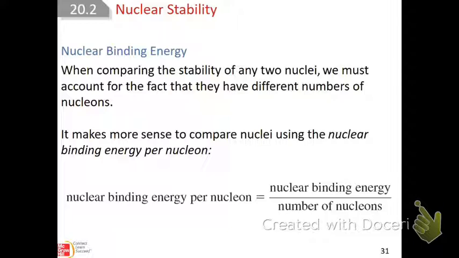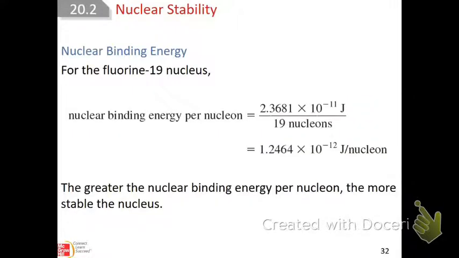Okay, so this is what she's talking about right here. When you compare the stability of any two nuclei, you need to talk about the fact that they have different numbers of nucleons. Remember what a nucleon is. It's either a proton or a neutron. So it makes sense that you want to compare each nucleus by comparing their numbers of nucleons. So for the fluorine atom that we've been talking about, each proton or neutron gives off that much energy, 1.2 times 10 to the negative 12 joules per proton or per neutron.